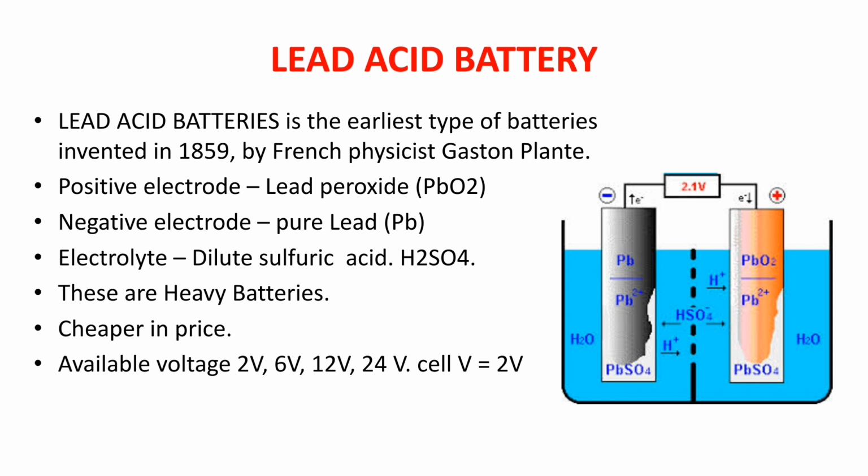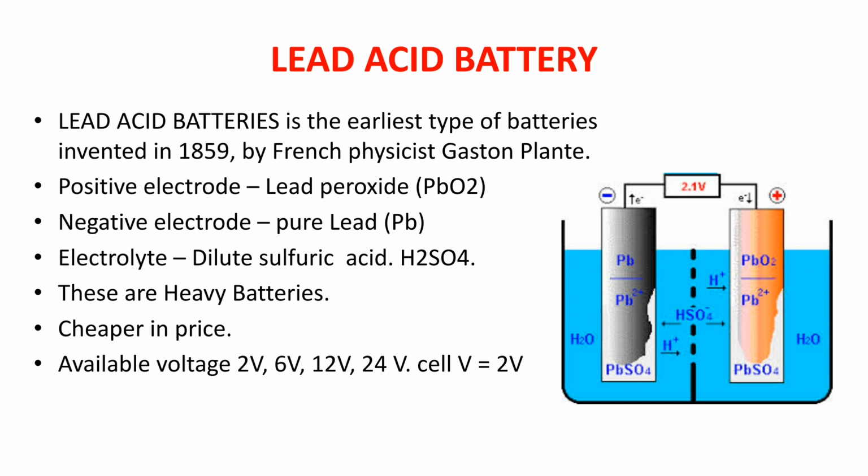Lead acid batteries. As I have already mentioned, these are the earliest type of batteries, invented in 1859 by a French physicist, Gaston Planté. Look at the picture shown on the right side showing the general construction of lead acid batteries. Its positive electrode is of lead peroxide PbO2 and the negative electrode is of pure lead Pb, and the electrolyte in between is dilute sulfuric acid H2SO4. So the name lead acid is given, lead from the electrodes and acid from the electrolyte.